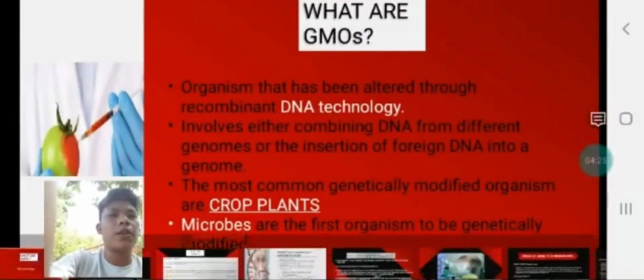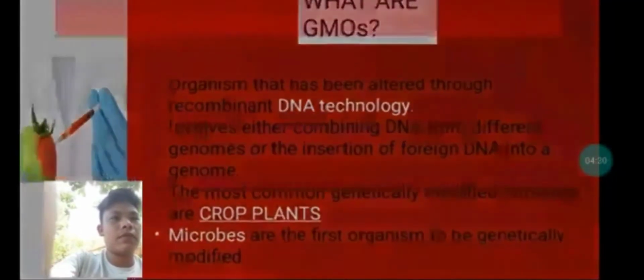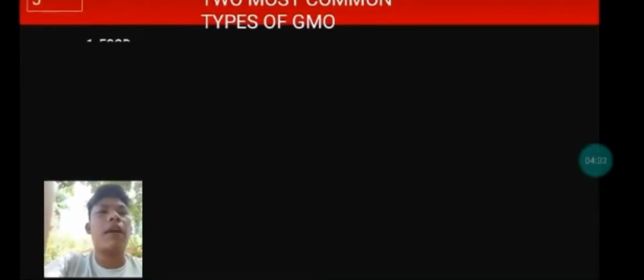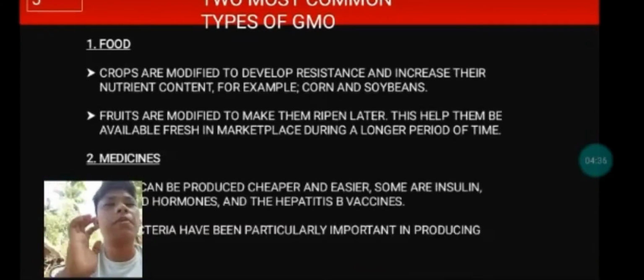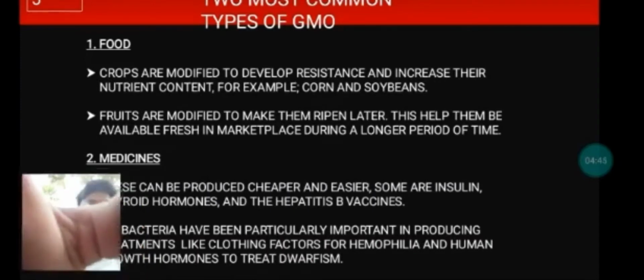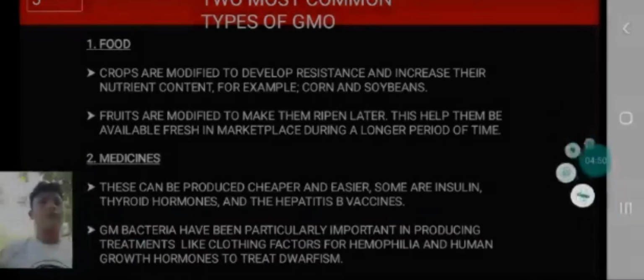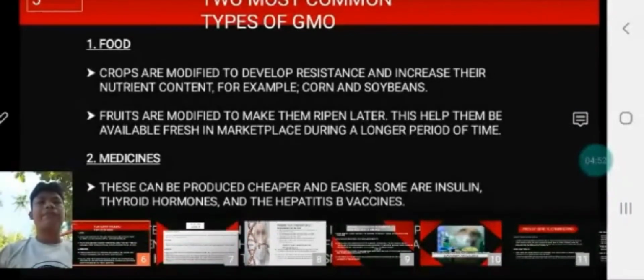Next, let's proceed to the two common types of GMO. So there are two most common types of GMO. So first is the food, and second is the medicine. Okay, so first is food. Crops are modified to develop resistance and increase their nutrient content. For example, corn and soybeans.